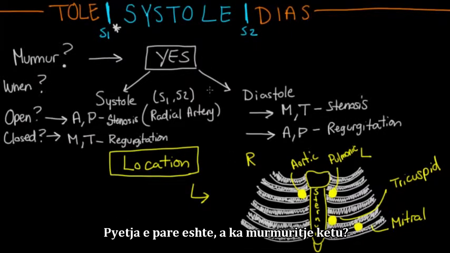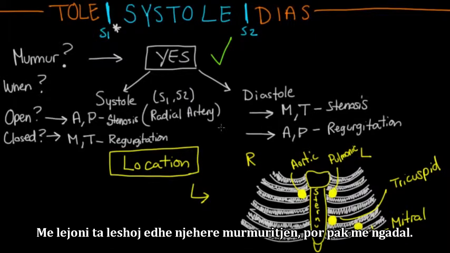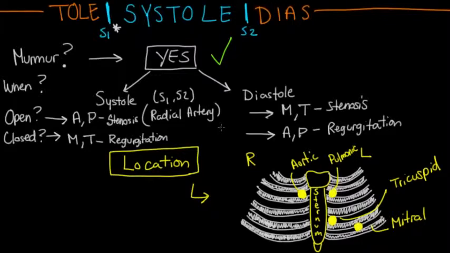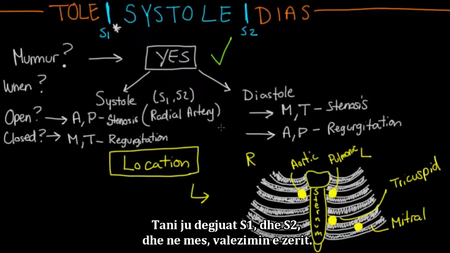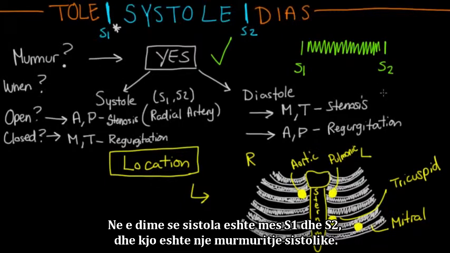So the first question is there a murmur? Well, duh, we just heard it. Now, is it in systole or diastole? So let me replay you that murmur again, but a little bit slower. Now you'll realize that you actually hear S1 and S2, and then in the middle, you kind of have all this stuff, or this blowing sound. So what can we say from that? Well, we know that systole is between S1 and S2, so this is a systolic murmur.